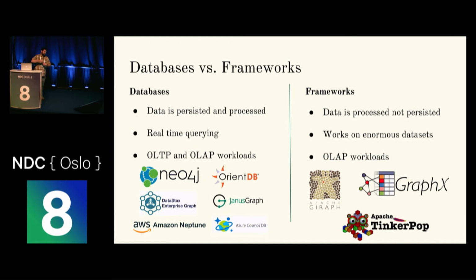The first one to talk about is the difference between a database and a framework. When I'm talking about a graph database, I'm talking about a system where the data is both persisted and processed by that system. This is very similar to what we all think of as a SQL database or other relational database. It's good for real-time querying, and it handles both transactional and analytical type workloads.